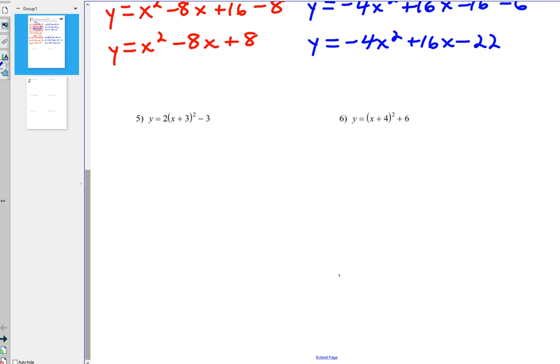All right, and then let's do number 5, and then we'll leave it at that for this page. I don't think number 6 really brings anything out of the ordinary. Let's just do number 5. See if you can do that one on your own.